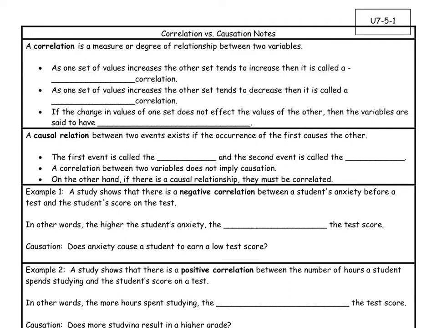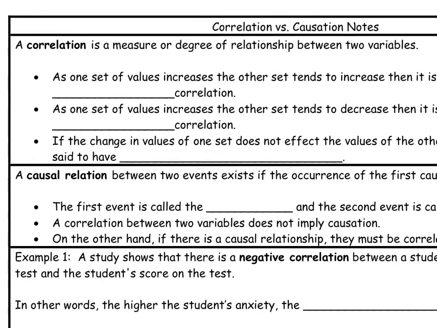Okay, for our last set of notes for this unit, we're going to look at correlation versus causation. We've done correlation before when we've done scatter plots, and a correlation is just the measure or degree of a relationship between two variables. And again, two variable statistics is what we're working on. So we've done the three types of correlations before, but just as a review.